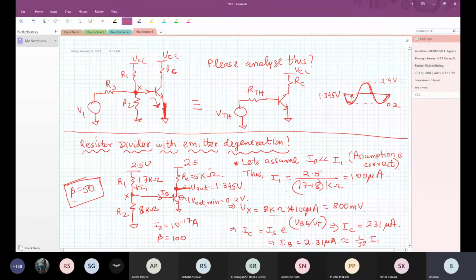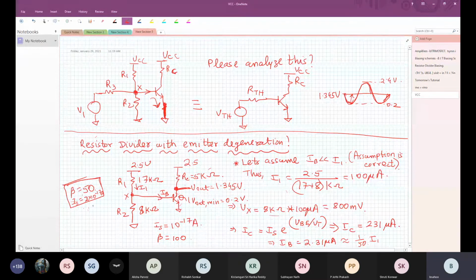No, IS is, so he comes up with a beta of 50. So beta of 50 and has an IS equal to 2 into 10 to the power minus 17 amperes. Okay, so because the transistor is characterized by the beta and the IS, so he buys a transistor whose reverse saturation current is 2 into 10 to the power minus 17 and beta equal to 50.